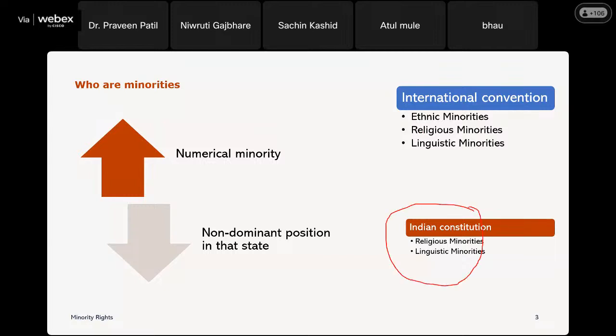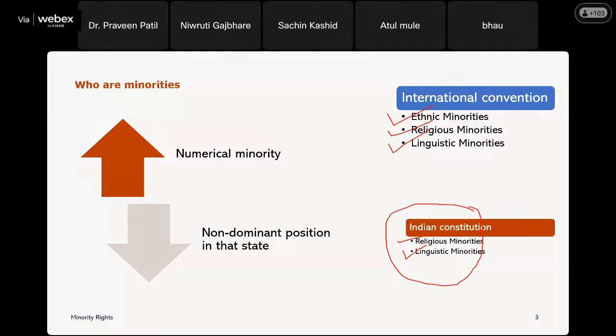Indian Constitution has in fact declared and recognized the rights of religious minorities and the rights of linguistic minorities as well. However, the terms of international conventions on declaration of these rights are broad enough to include even ethnic minorities, religious minorities, and linguistic minorities as well.